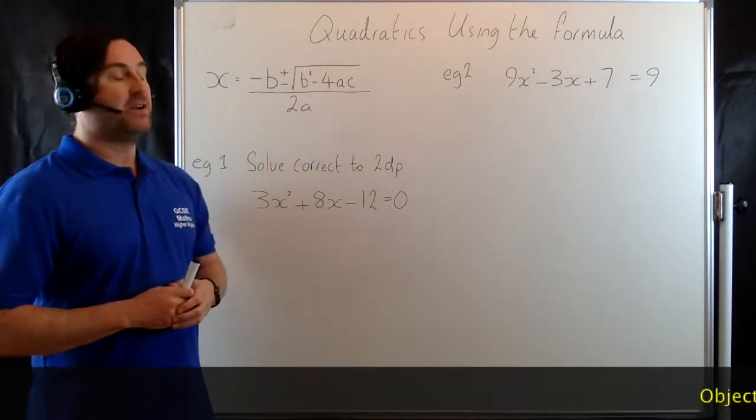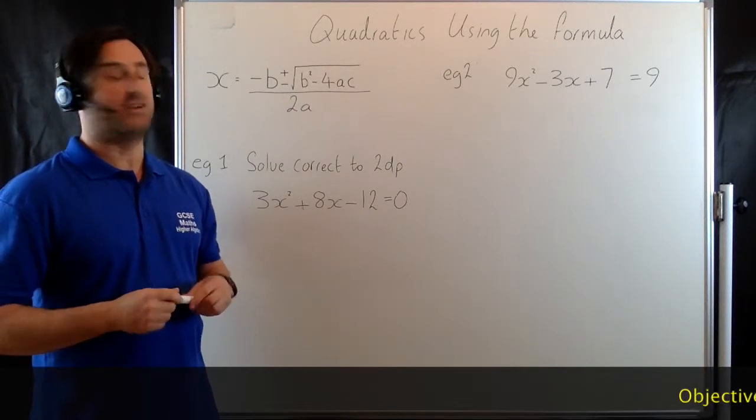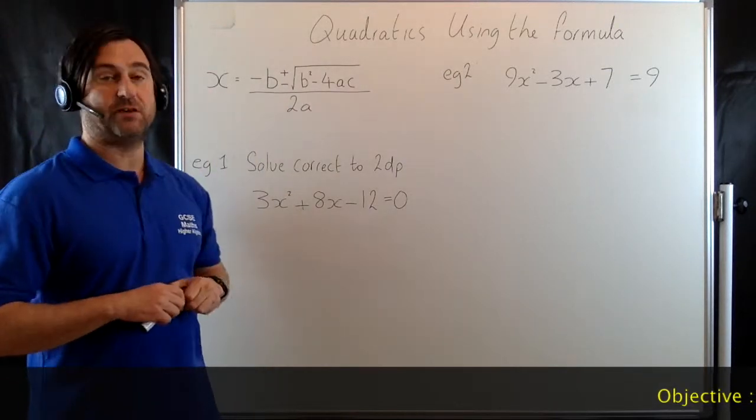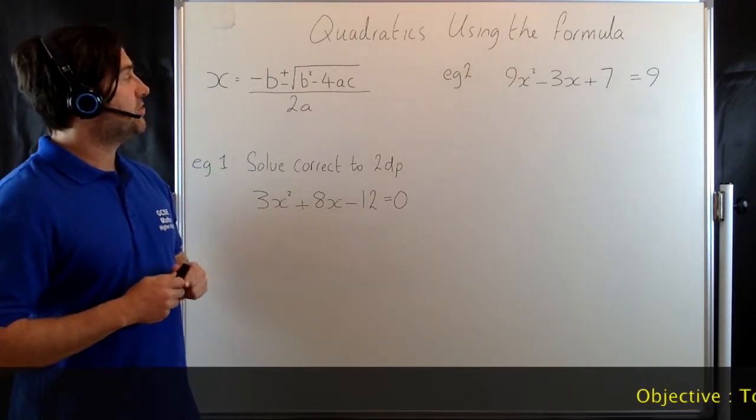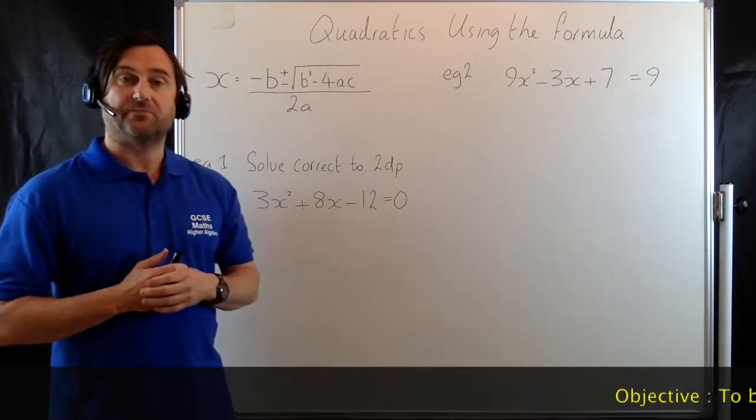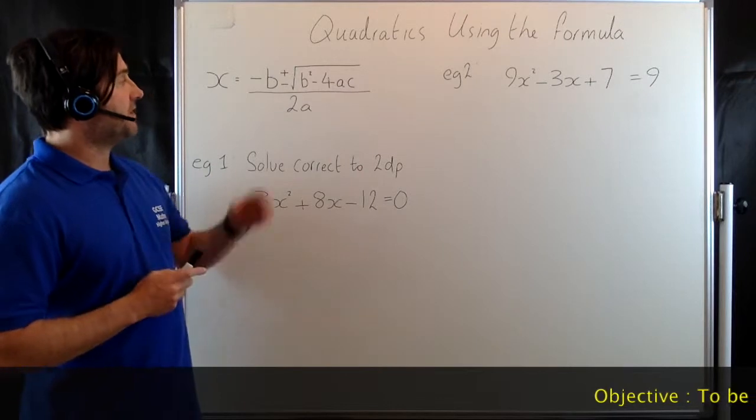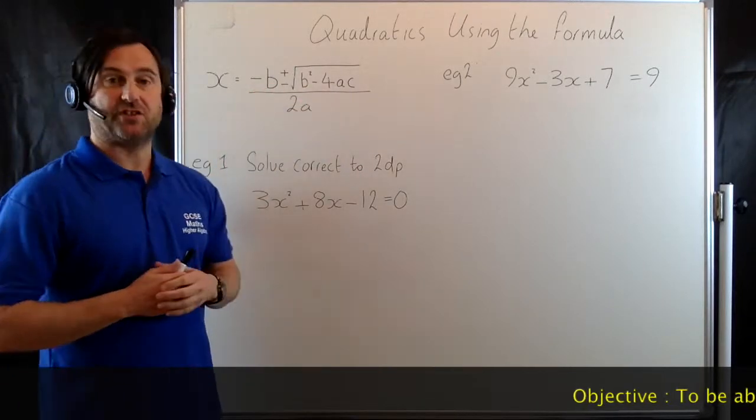We've got our quadratic formula here. Now that's given to you at the front of the GCSE higher level maths paper in the formula page, so you don't have to remember it at this stage. What we do need to know though is what the A, B and C represent.